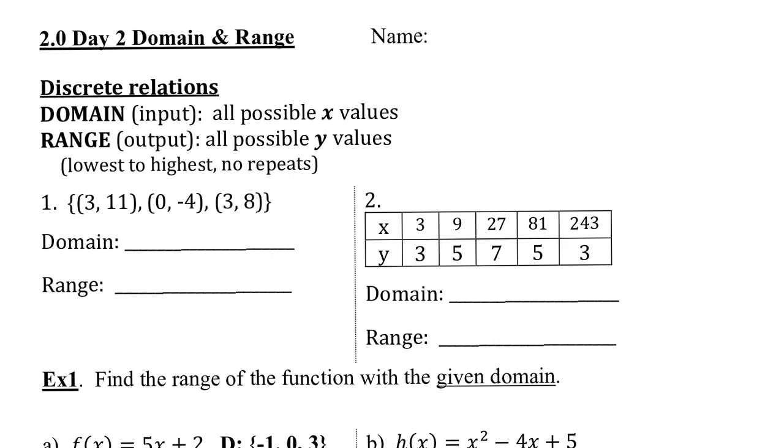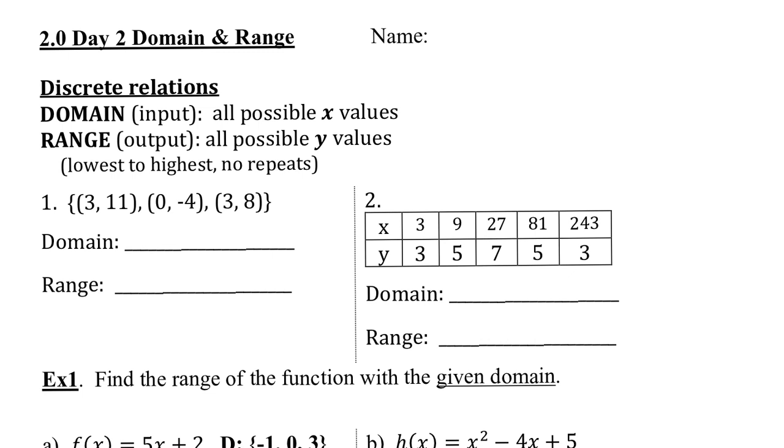Okay, 2.0 day 2. We're going to review one more topic before we start chapter 2 for real. So this topic is domain and range, and you should remember it from Algebra 1. Okay, domain and range. For a discrete relation, discrete means it's composed of points. The domain is the input or all the x values.